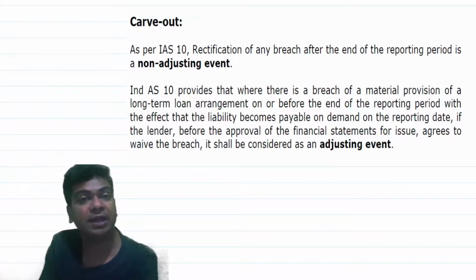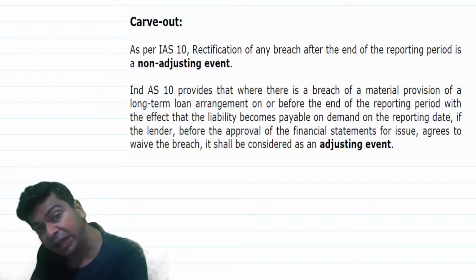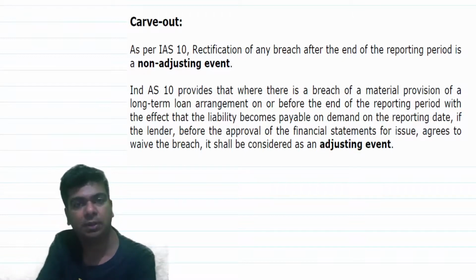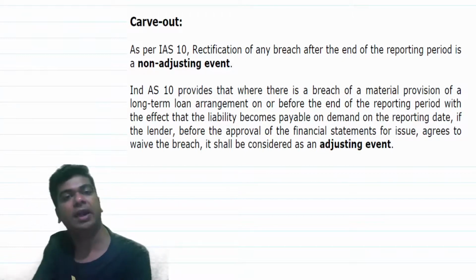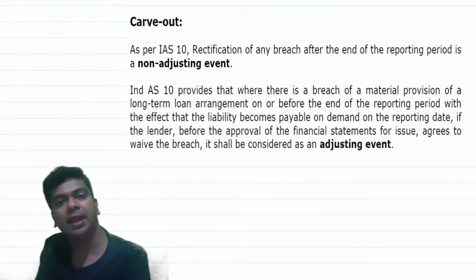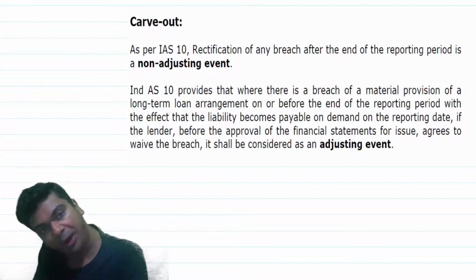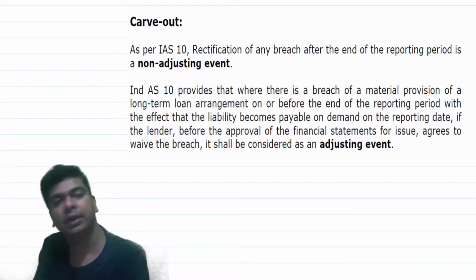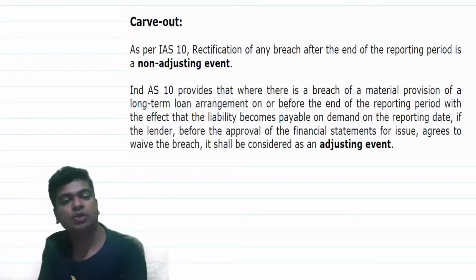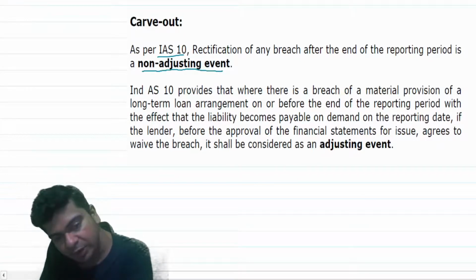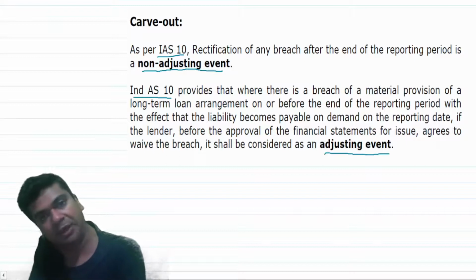Subsequently, this breach may be rectified. Whether the rectification of the breach after the reporting date, but before the approval of the financial statements, is an adjusting event or non-adjusting event, that's where Ind AS 10 and IAS 10 differ. IAS 10 considers it to be a non-adjusting event, while Ind AS 10 considers it to be an adjusting event. As you can see in our write-up, here is IAS 10. We will treat it as non-adjusting. Here we have Ind AS 10 and we are going to treat it as an adjusting event. Let us understand this on the basis of a timeline, and then things will become very clear.